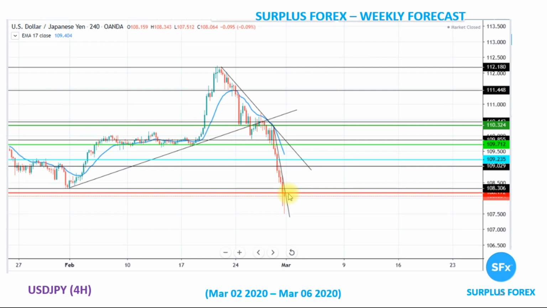Still, as I'm expecting recovery, if it goes beyond 109, then I'm taking an entry. I believe it will be hovering between 110.40 and 108.40, 108.30. So if it goes above 109.02, then I'm taking entry close to 109.23, keeping a short target of 109.71 and second target at 110.32.